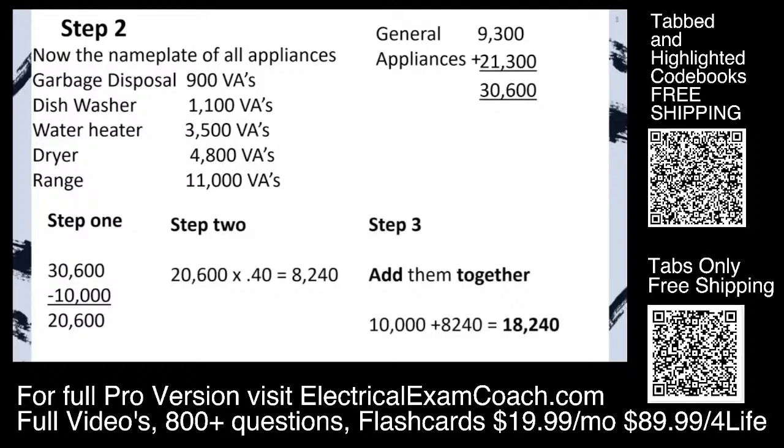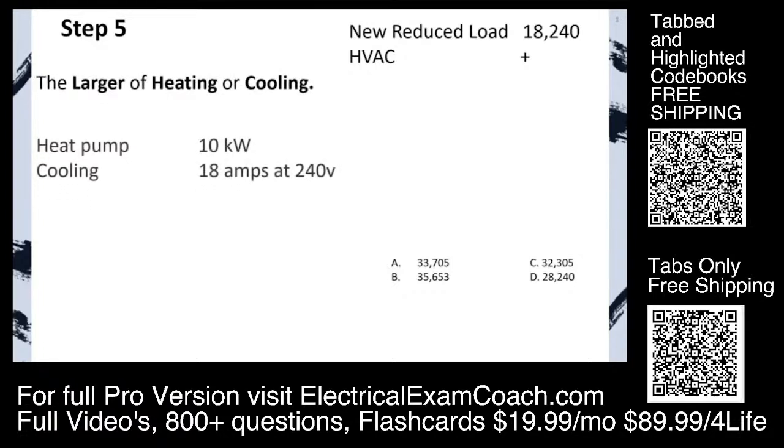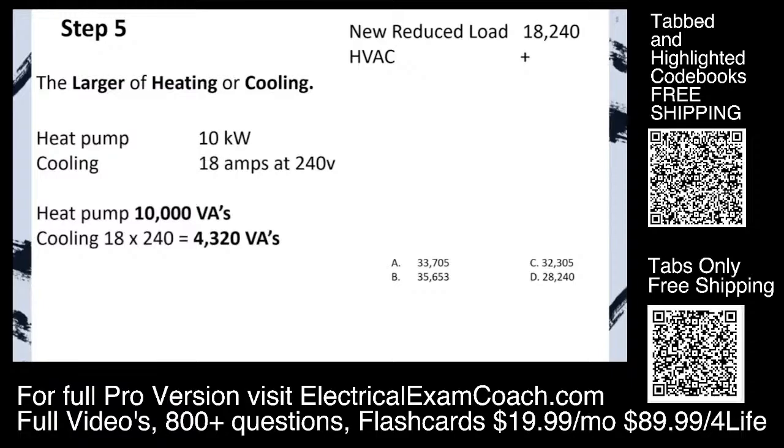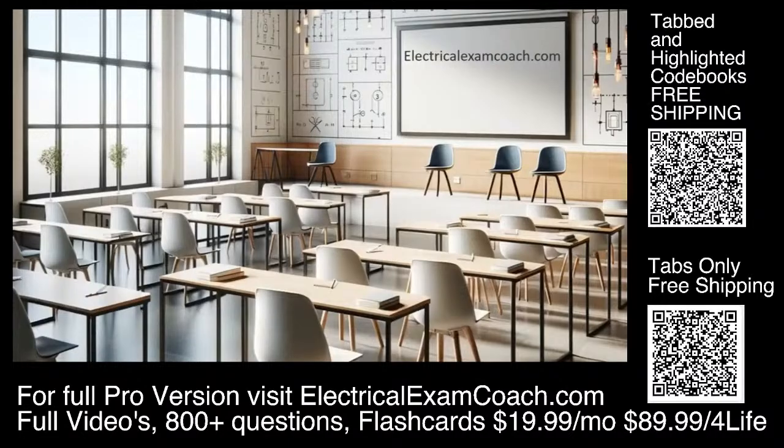Now let's go do our HVAC. Now that we have our new reduced load, let's add in our HVAC. We're going to select the larger of the heating or cooling. We work all the math out, and clearly the heat is much larger. We're going to take and add that to the party. After we do, we're going to have a total connected load of 28,240 VAs. Great job.